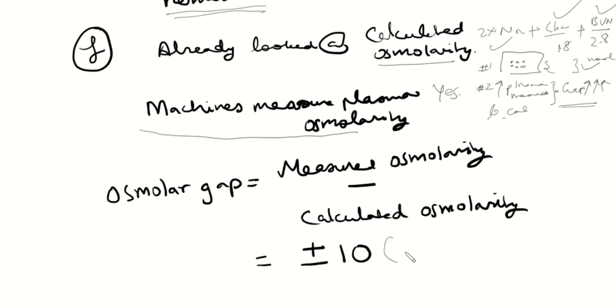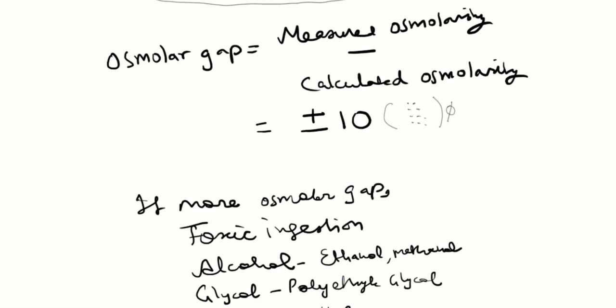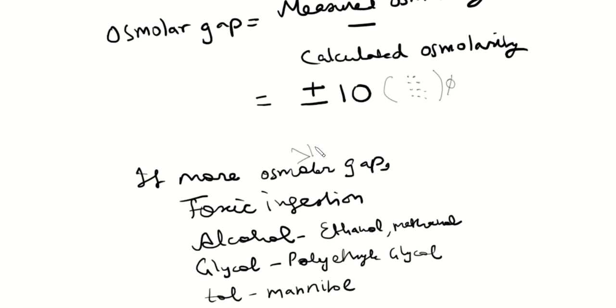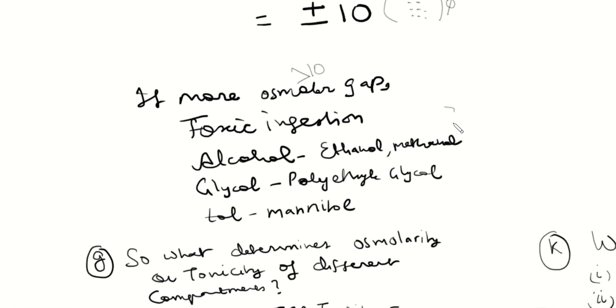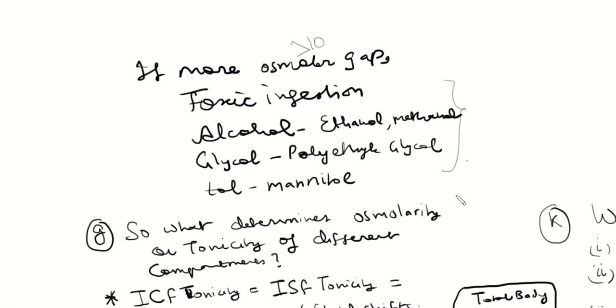And the normal gap should be plus or minus 10. You may usually have some extra particles that are not accounted for. Remember, we talked about it. What if it becomes greater than 10? Now I know there's some toxic ingestion. So the reason we are studying this is, again, when we talk about sodium and fluid shifts and those kinds of things, this concept will become very, very important. So I want to make sure I'm sharing this with you at this time.